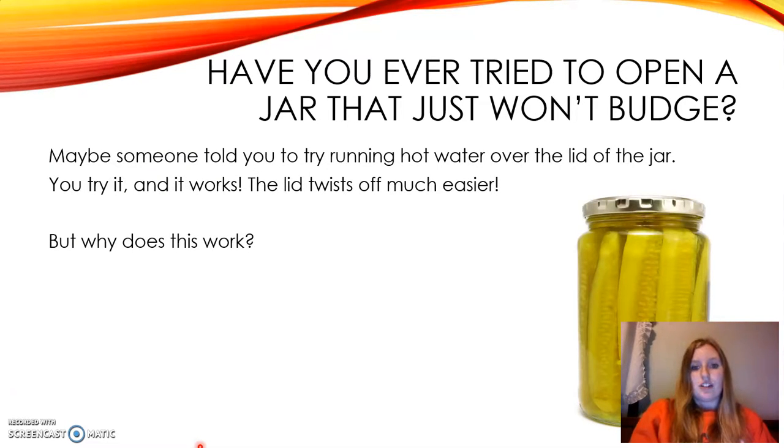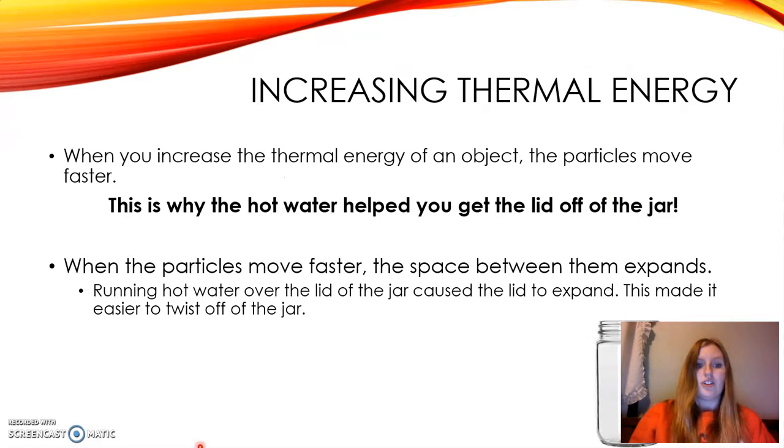So you may have tried to open a jar and no matter how hard you tried, you couldn't get the lid off the jar. If you run it under hot water, you'll find that the lid twists off easier. You might wonder why this works. When you increase the thermal energy of an object, the particles move faster. So this is why you were able to get the lid off the jar, because when the particles move faster, the space between them expands. Running the hot water over the lid of the jar caused the lid to expand, making it easier to twist off of the jar.